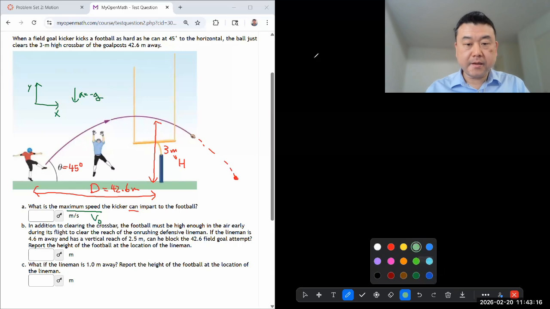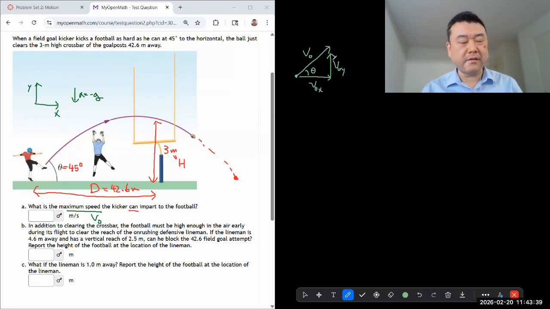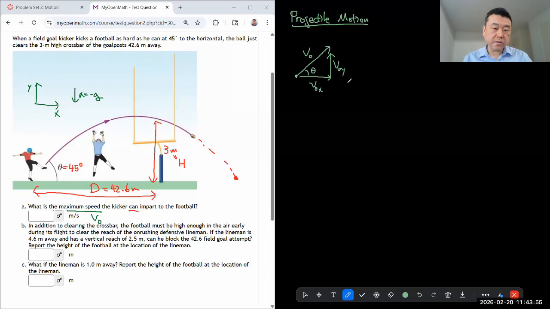If I'm representing that initial velocity vector in two-dimensional space, I need to break it up into two components: the x component and the y component. And we are helped by the fact that we are given this angle, 45 degrees. I'm just going to treat it as known and deal with things symbolically until I need to plug in numbers. When you are dealing with projectile motion, that's one of the first things you will have to do: break up your motion into x and y components, and often that involves breaking up the velocity vector.